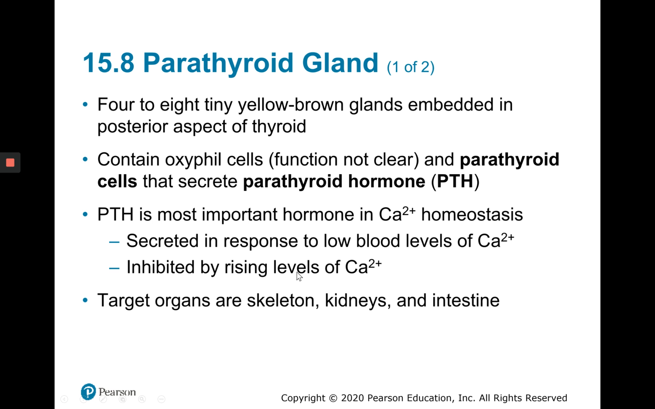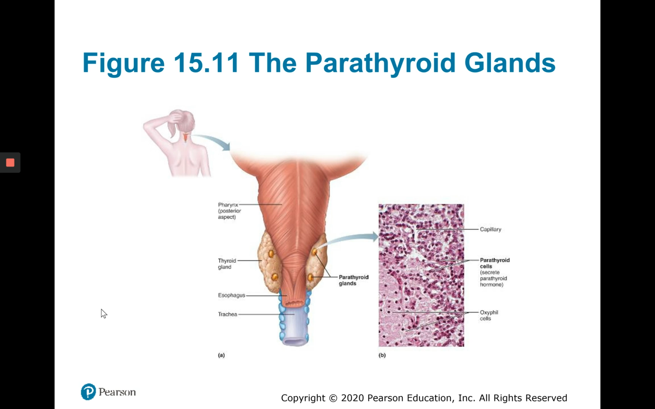So it would be inhibited by rising levels of calcium, that parathyroid hormone production. Parathyroid hormone can also be abbreviated PTH. And the target organs for this hormone are the skeleton, the kidneys, and the intestine. And we're going to talk about why. So let's look at where it's located.